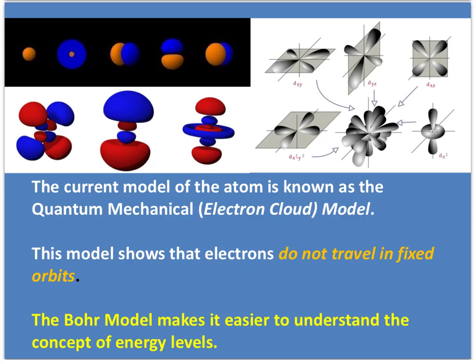Now there was one problem with the Bohr model, where he stated that electrons travel in fixed orbits. It later became known that electrons do not travel in fixed orbits. Instead, they're found in a region, what we call an electron cloud. So this model now became known as the quantum mechanical model, or the electron cloud model.